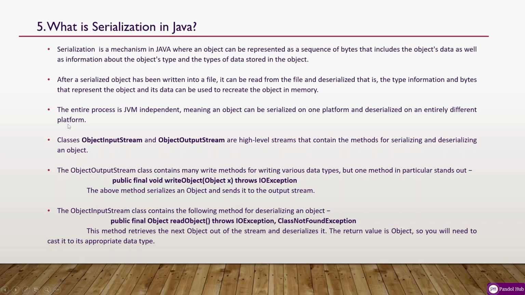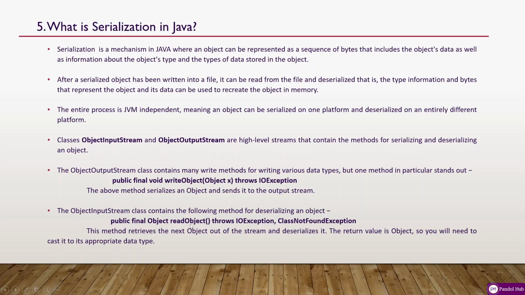The classes which help us in serialization are ObjectInputStream and ObjectOutputStream, which are high level streams that contain the methods for serializing and deserializing an object. The ObjectOutputStream class contains many write methods for writing various data types, but one method in particular stands out, the writeObject method, which takes the parameter as an object. And the ObjectInputStream class contains the following method for deserializing an object, that is, readObject.